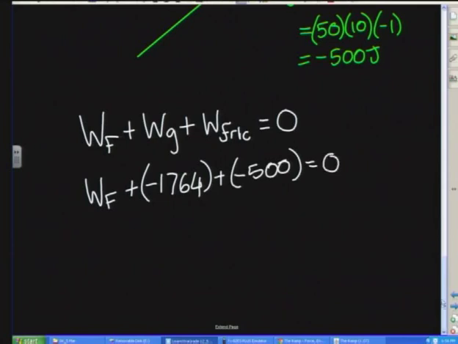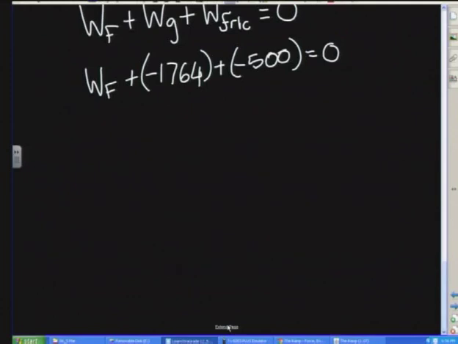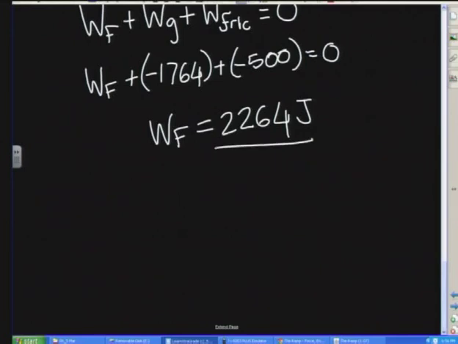So this is actually really easy to do. What I'm going to do is subtract a further 500, take it across to the other side, and what that would do is multiply it by negative 1, so 2264 is my answer there. So I've got my work done by my frictional force. 2264 joules of energy has been invested by Paul going up the hill.